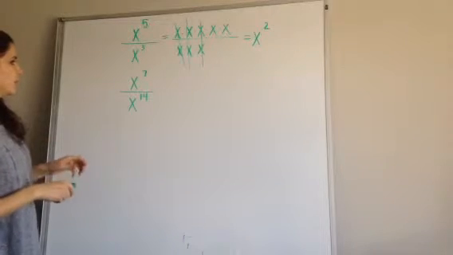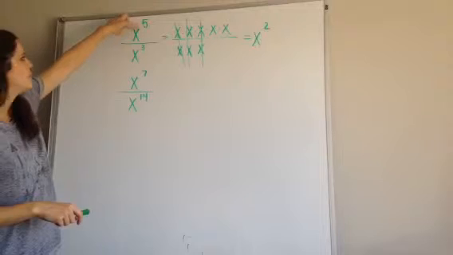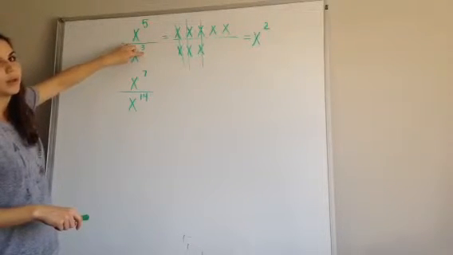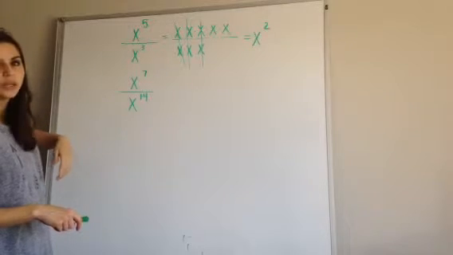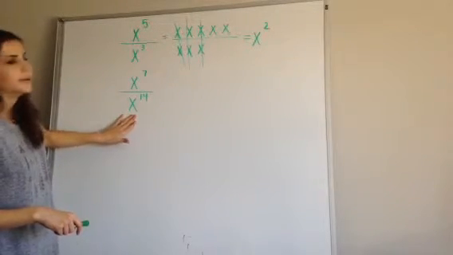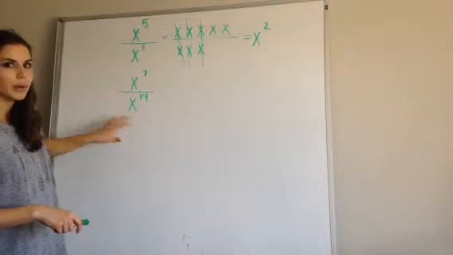Okay, so right here, on our first one, the top had the biggest exponent. And in the bottom, it was smaller. This time, it's reversed the other way around. The bottom has the bigger exponent. So you always put your answer where the bigger one was.